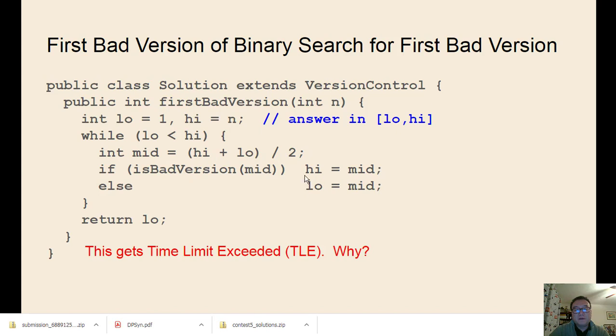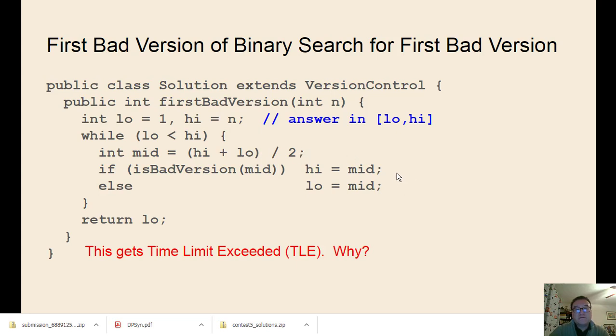And we check whether the middle is bad. If it is bad, then we know the answer is in the left half, and we set high equal to mid. Otherwise, we set low equal to mid. And this actually gets TLE. If you don't know why, I suggest you pause the video and think about it.